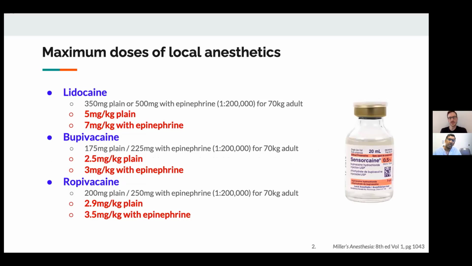Okay, so maximum doses is just pulled from Miller, so I won't belabor it, but lidocaine 5 per kilo with a plain solution, 7 per kilo with epinephrine. Bupivacaine and ropivacaine, for me personally, I just keep it simple when I'm working, as well as working with trainees, and I just say 2.5 plain and 3 milligrams per kilogram with epinephrine. Possibly you could get away with a little bit more ropivacaine, but for the most part, I adhere to just 2.5 milligrams per kilogram plain and 3 milligrams per kilogram with epinephrine, just to keep it simple.